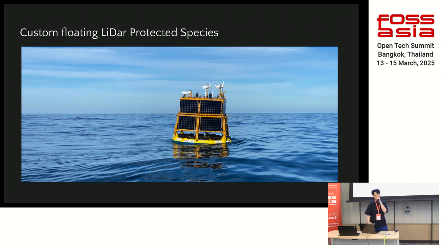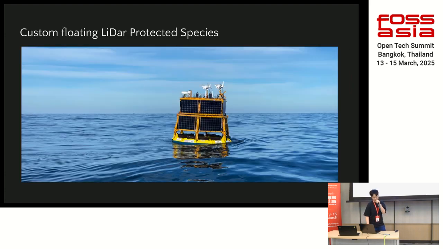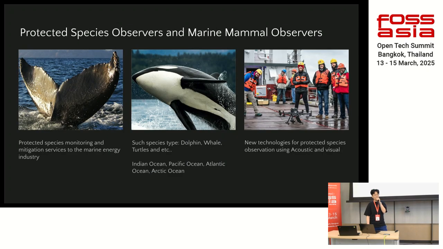The company is based in the US. We have custom floating radar to protect species in the oceans. For example, we protect dolphins, whales, and also turtles in the Indian Ocean and the Pacific Ocean. We're also using new technology, like drones and this floating radar in the ocean, to collect animal data.